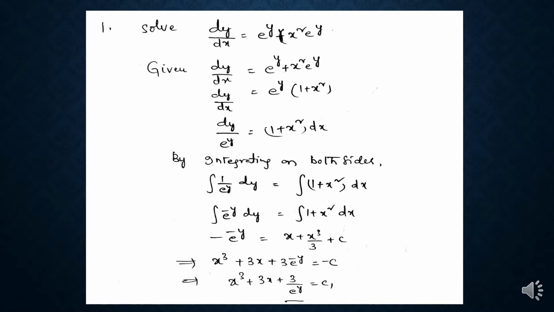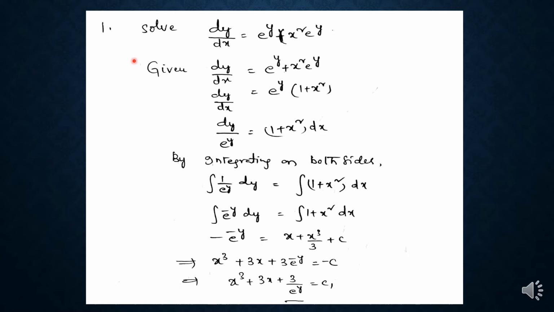Then by integrating on both sides we will get the required solution. Finally we should add the integral constant c on any one side. So that is the required general solution to the given differential equation.